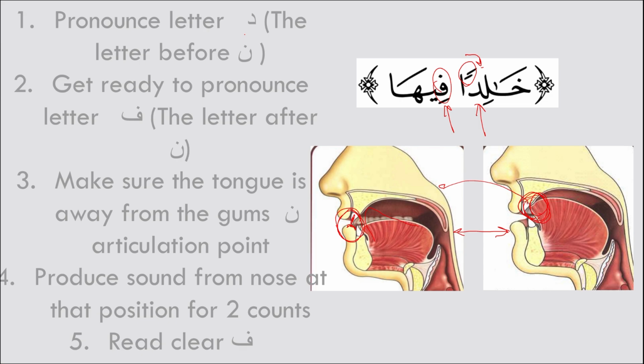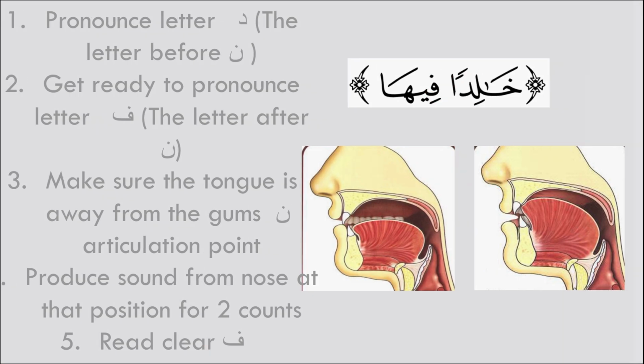It's easy, alhamdulillah, but make sure it's not the wrong way, because sisters do that automatically, thinking this is the sound for ikhfa, which is wrong. So first of all, pronounce letter dal, which is the letter before noon, then get ready to read letter fa, which is the letter after noon, and then hold that position for 2 counts, and then pronounce letter fa clearly after that.